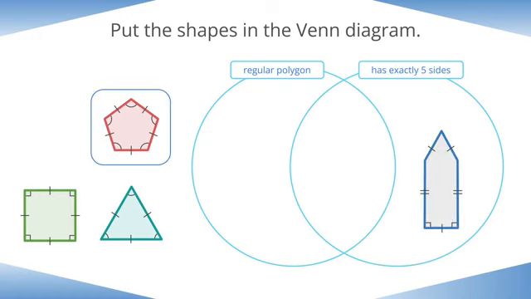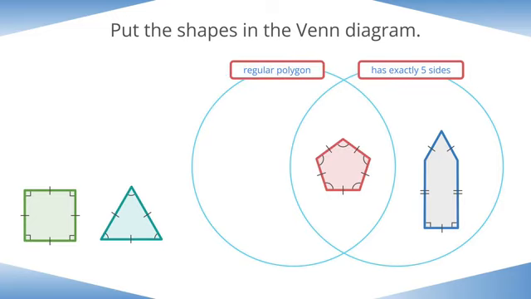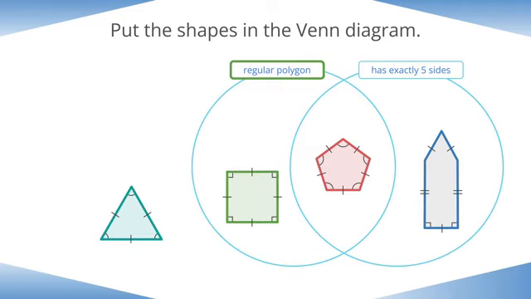Next, let's look at this shape. This shape has 5 sides. Based on the side and angle markings, all sides are congruent and all angles are congruent, making this a regular polygon. So it will go in the overlapping section of the circles. Next, this figure. A square is a regular polygon because it has 4 equal sides and 4 equal angles. It does not have 5 sides, so it will go in the left circle, but not where the circles overlap. Finally, this shape. This looks like an equilateral triangle, which means its sides and angles are congruent. This triangle is a regular polygon, but like the square, it doesn't have 5 sides. So it will also go in the left circle, but not where the circles overlap.